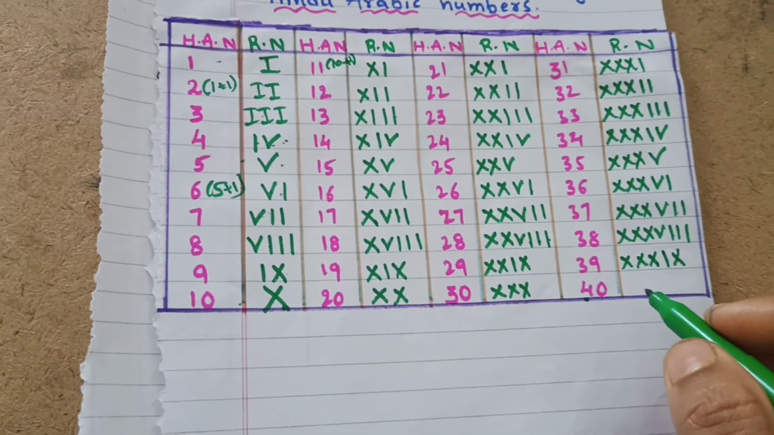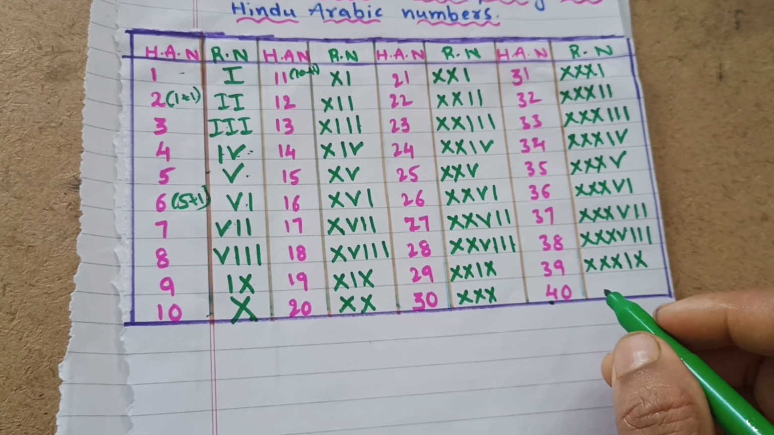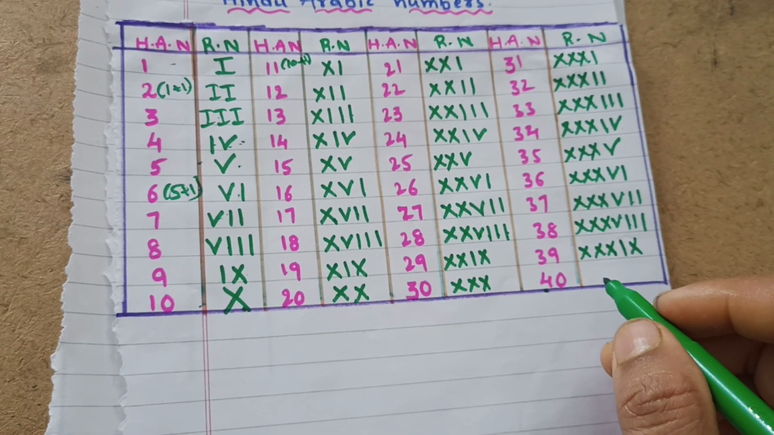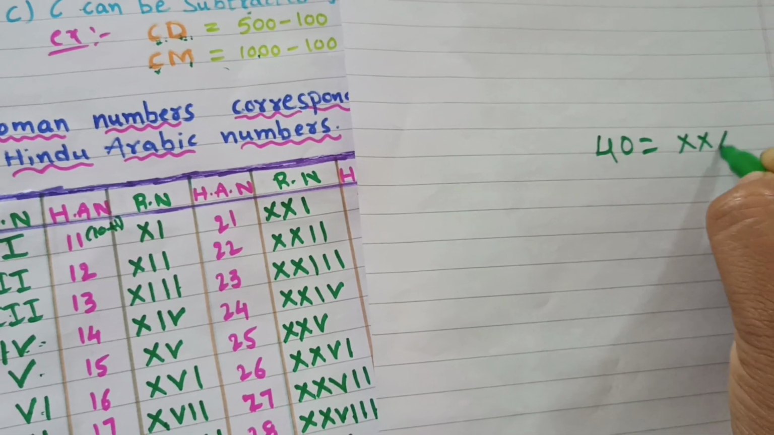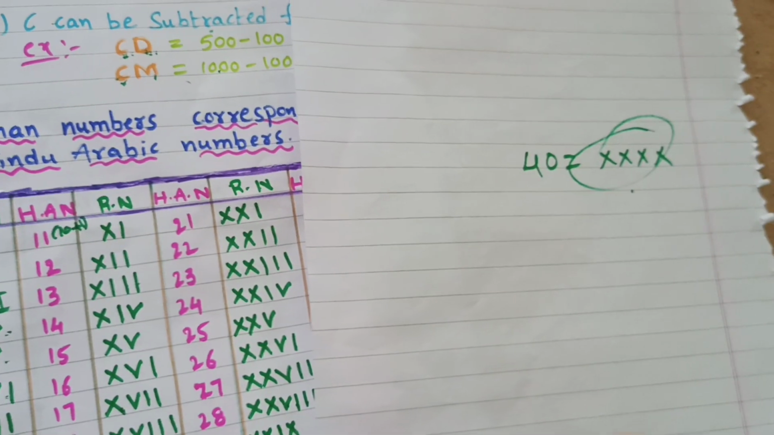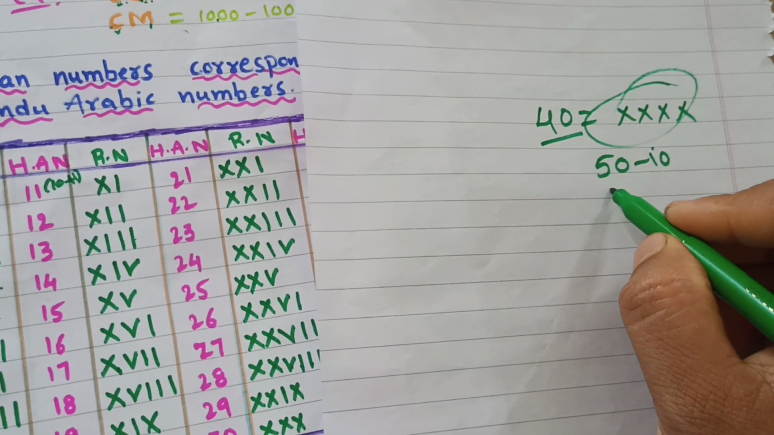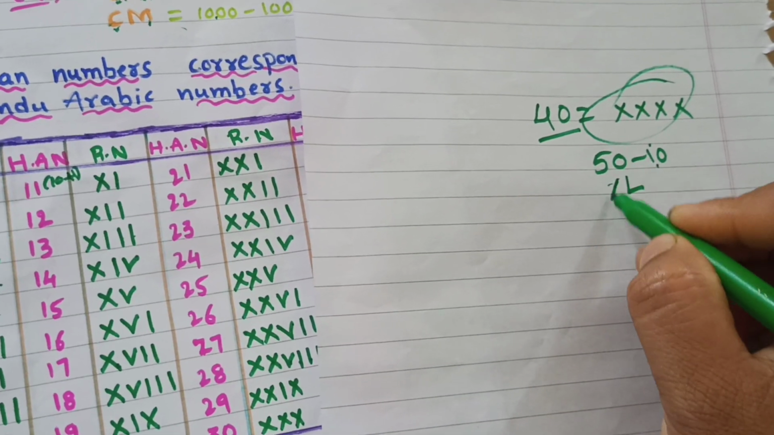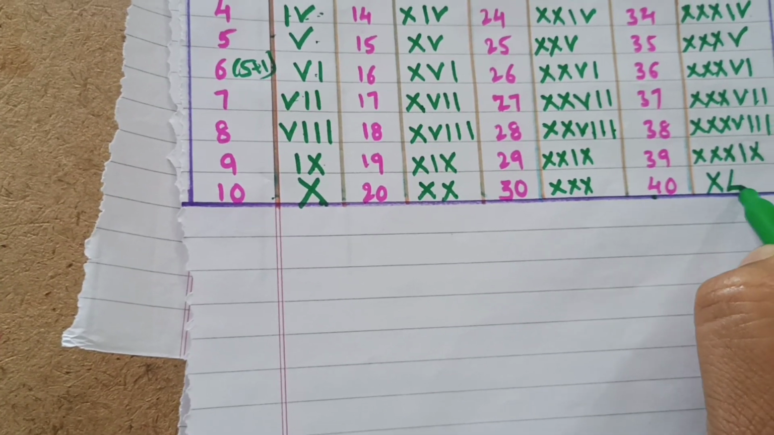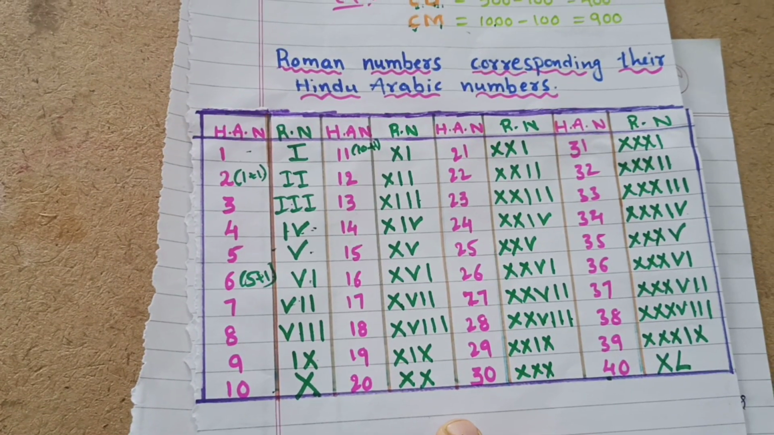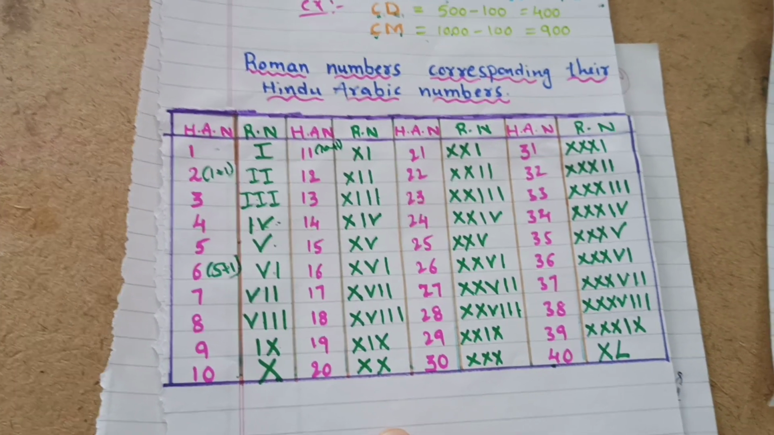We know already. Now 40. How can you write 40, children? 4 times X? No. Because X can be repeated only 3 times. We cannot write 40 like this, children. 40, 4 times X. It is wrong. We can write 40 as 50 minus 10. 50 means L, 10, X. XL is 40. In the next video, we will learn more Roman numerals corresponding to Hindu numbers.